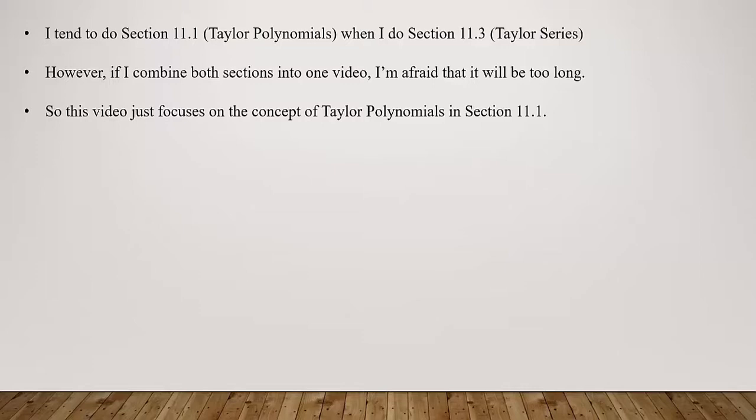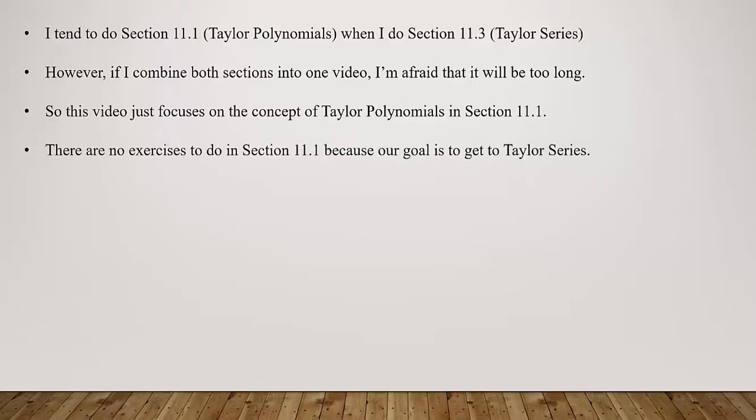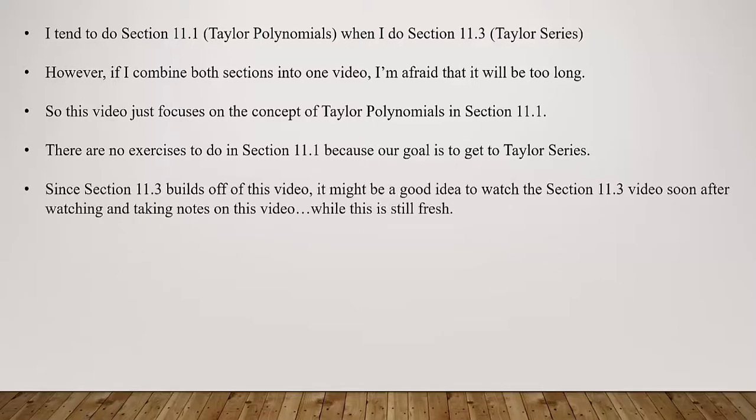This is exactly what I would do if we were meeting face to face. There are no exercises assigned to do in section 11.1, and that's because our goal is to get to Taylor series, which is section 11.3. So 11.3, Taylor series, is going to build off of this video. So it might be a good idea to watch the section 11.3 video soon after watching and taking notes on this video, while this stuff is still fresh in your head.